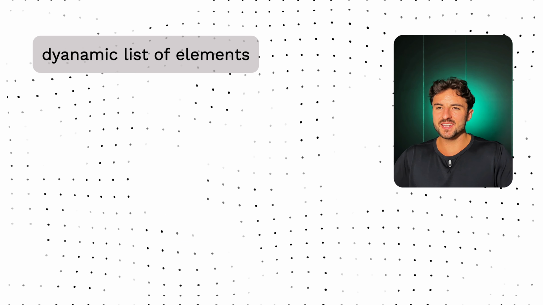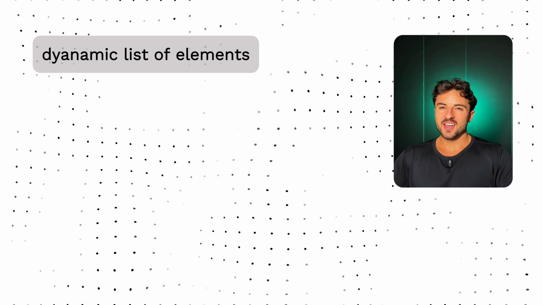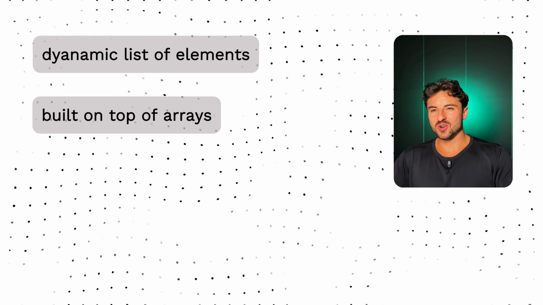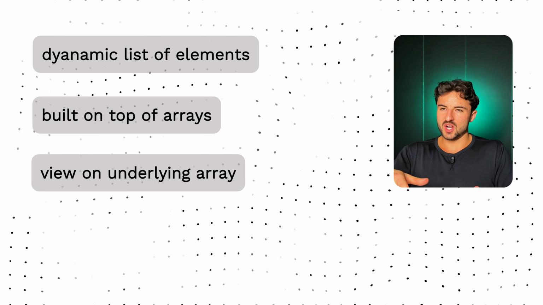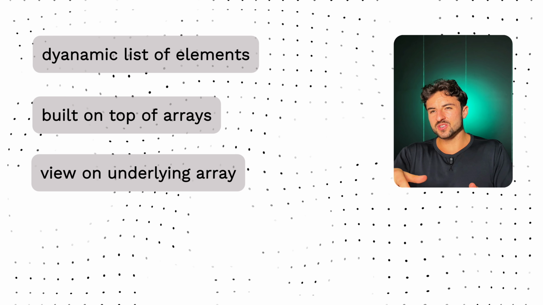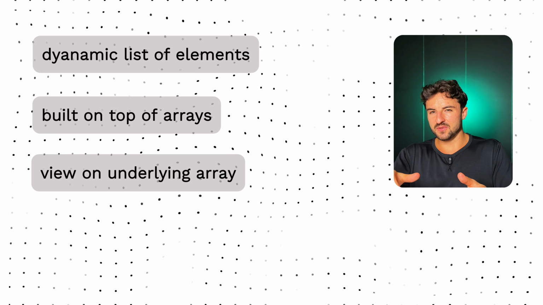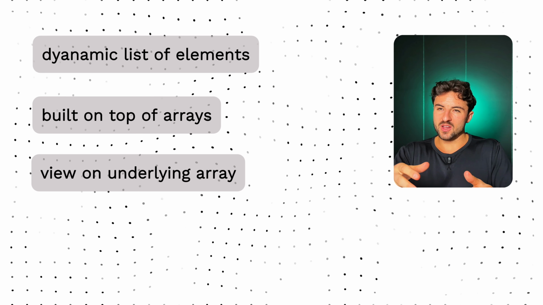A slice is a dynamically sized list of elements, and it is built on top of arrays, which are fixed-sized blocks of memory. Slices provide a view on top of the array and provide functionality like readjusting that view, as well as growing and shrinking the underlying array. Because of this flexibility, we mostly deal with slices rather than arrays in Go.